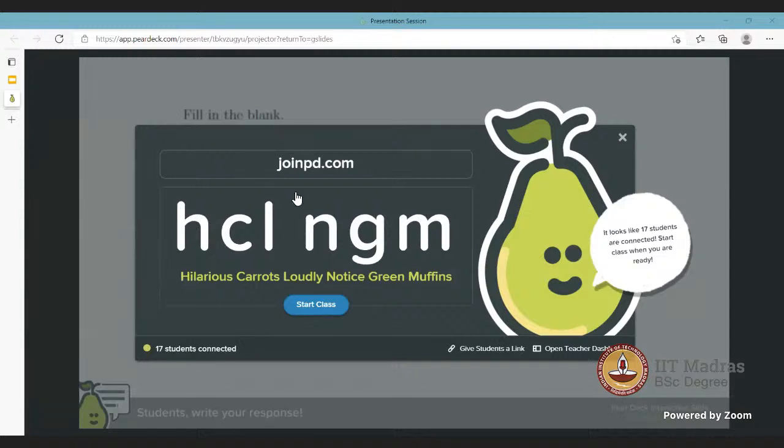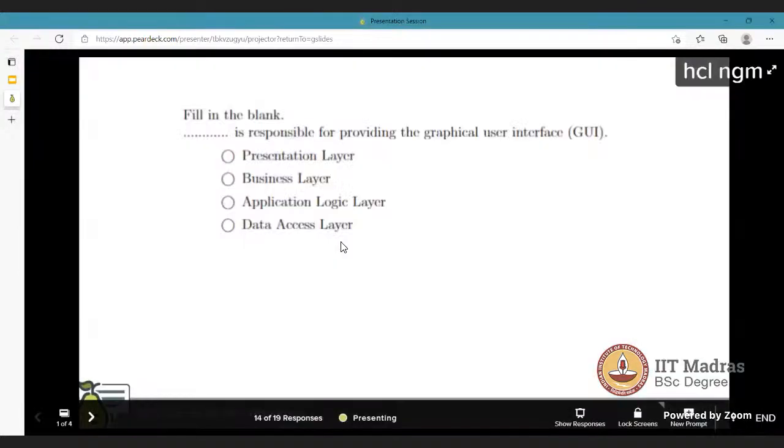Okay, sure, sir. So our first question is, which among these layers is responsible for providing the graphical user interface? You can see a text box, I guess. So you'll have to write down the correct answer according to you. We'll wait for 5 minutes for you to answer.